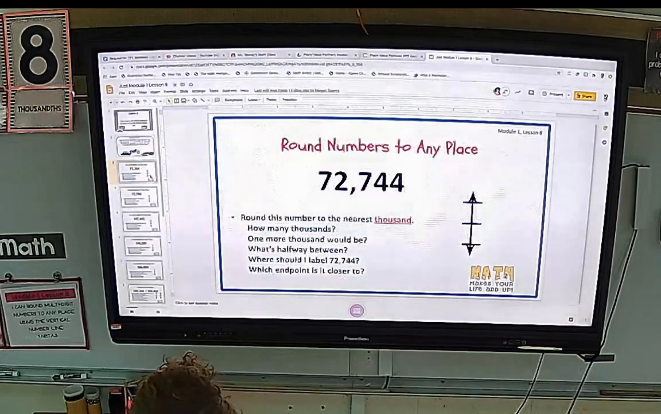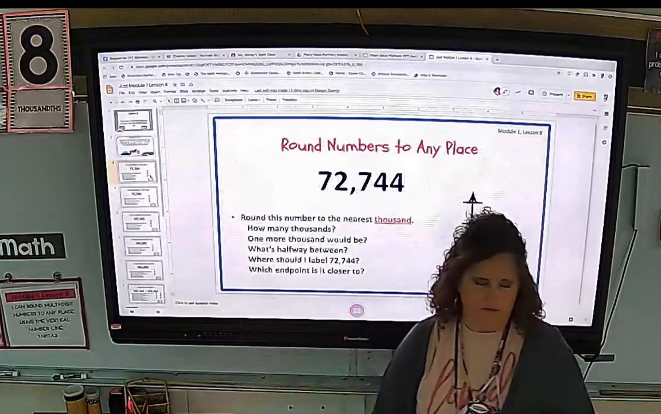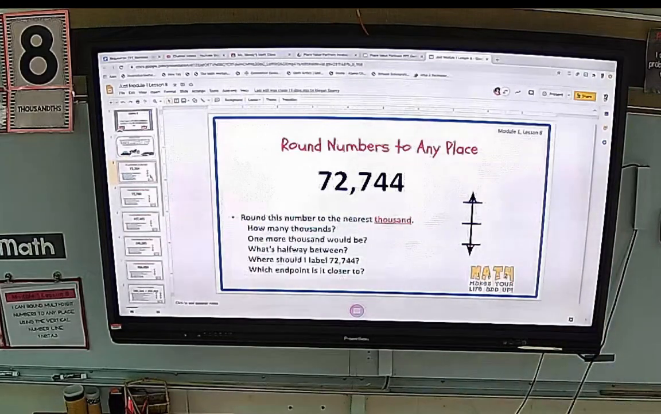Before we get started with the practice problems, because we're jumping right into rounding some numbers, I want somebody to tell me what I need to do to round a number. I want you to tell me what you remember. You might not remember every step. I do want you to tell me what you do remember. What's one thing that we do, Reagan?